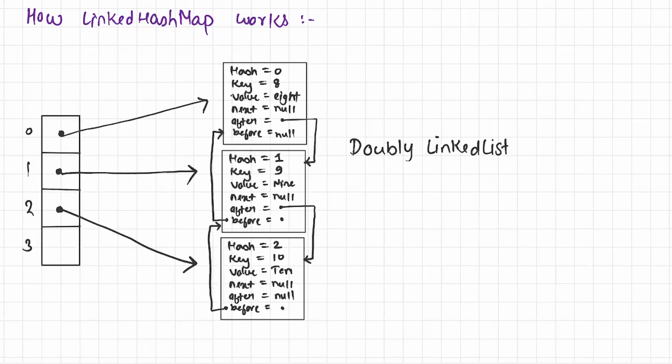Now if you look at these nodes carefully, apart from the next field, we have 2 more fields, that is after and before. And we already know the use of the next field: it is used to store the reference of the node that is next to it. Now the question is, what is the purpose of the after and before fields? Well, the after and before fields are used to store the reference of the node that is after this node and the node that is before this node.